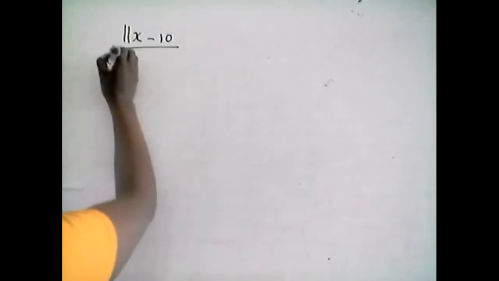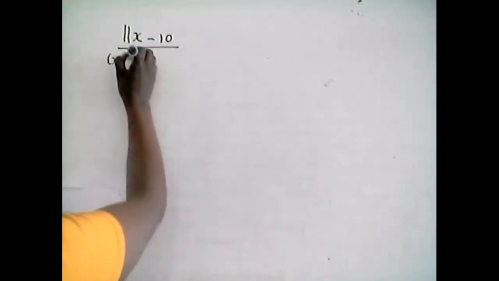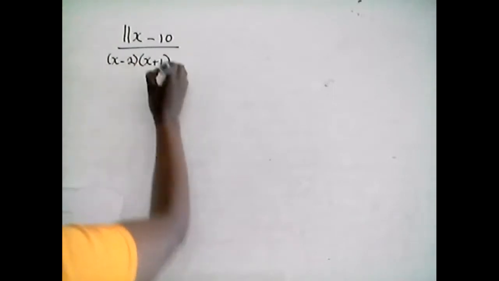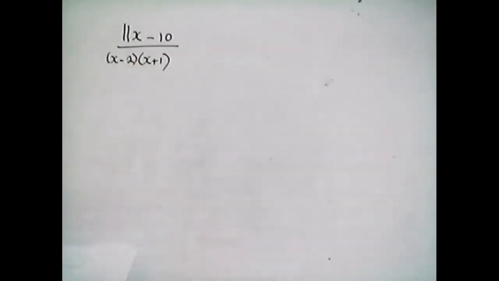It's 11x minus 10 over x minus 2, x plus 1. So they want us to resolve that fraction that you're seeing into a partial fraction.